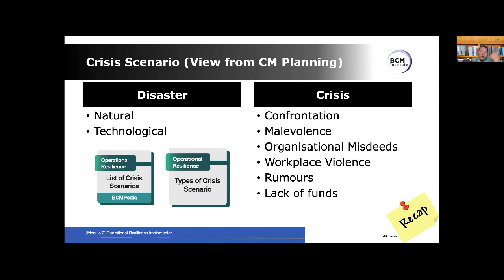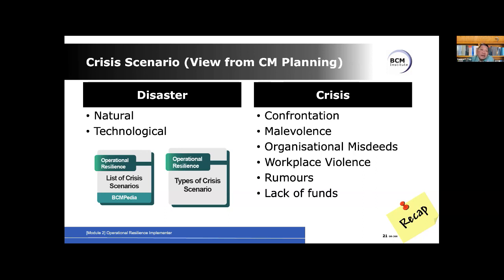And not forgetting, if you wear the crisis management planning hat, or the lens of crisis management, these are all the scenarios. Natural, technological, there are some overlaps as well. But crisis scenarios that are not in the business continuity will be on the right-hand side, things like organizational misdeed. So this is where you go back to leadership. If there is a misconduct of a C-suite, what do you do? Who is the leadership? Lack of funds, I will add lack of liquidity after the recent cases.